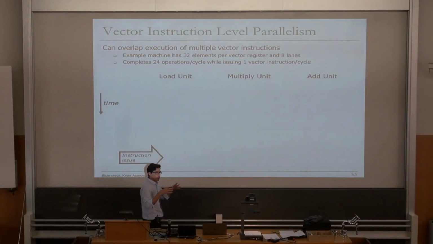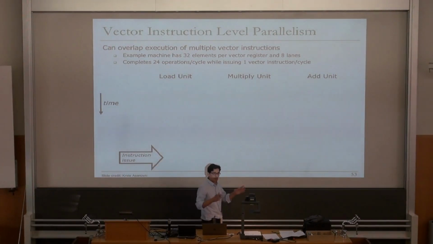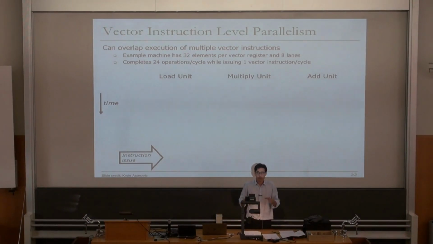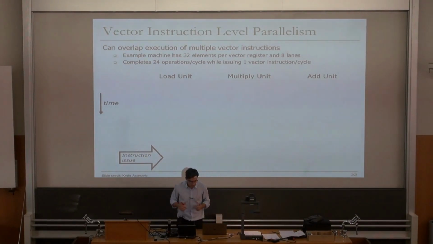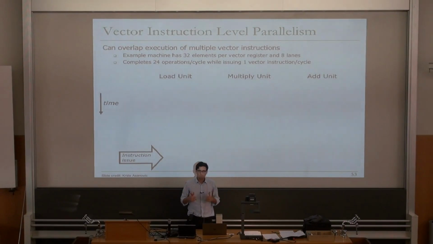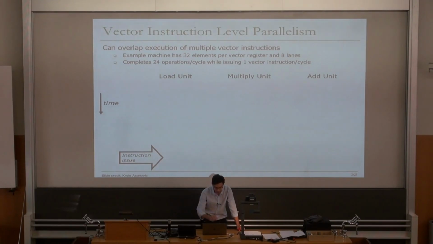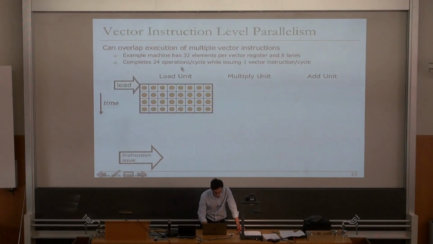The number of functional units that we actually have, or the number of vector lanes that we actually have, doesn't need to be the same number. So in the example that we are going to see, we will consider a vector length equal to 32, but only 8 lanes in each of the vector units. We have 3 vector units here, 1 load unit, 1 multiply unit, and 1 add unit. And every time that we issue 1 load instruction for 32 elements that will be contained in the vector register, we do it in 4 cycles.